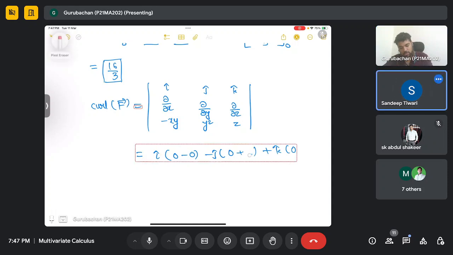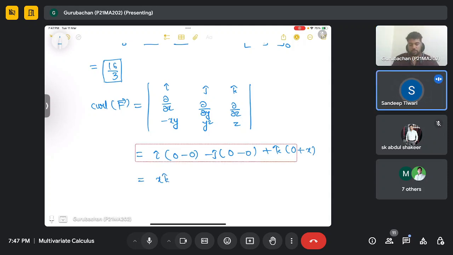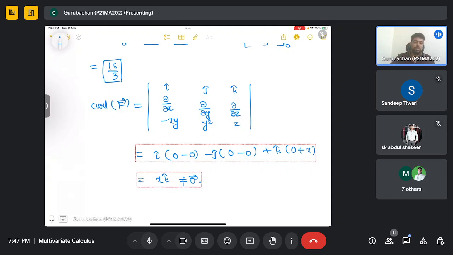Okay, just a second. j cap, so it will be 0 minus 0. Right, you are right, I just put it here. So k times 0 minus minus minus plus x. Right, x times k cap. Is this so? Yes, sir. So clearly this is a non-zero vector. So that means F is not conservative. So we don't need to find a potential function, we can say that it does not have a potential function.